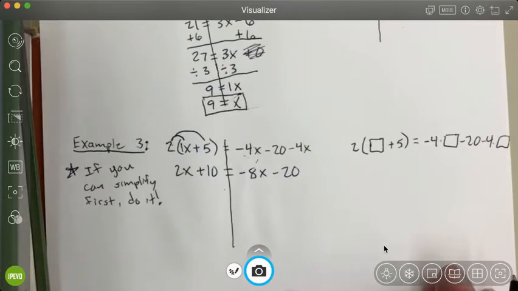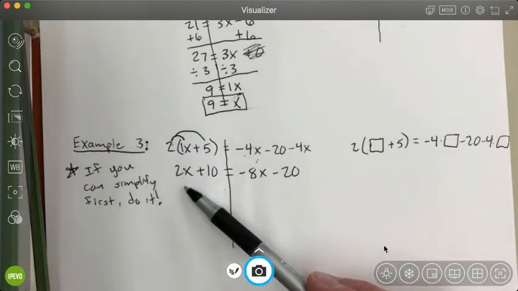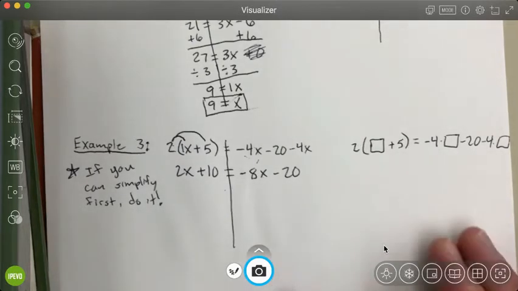All right. So now I have a few options. I try to get my x term to be positive. So if you wanted, you could always subtract 2x from both sides. That wouldn't be wrong. It's just a little bit more difficult.